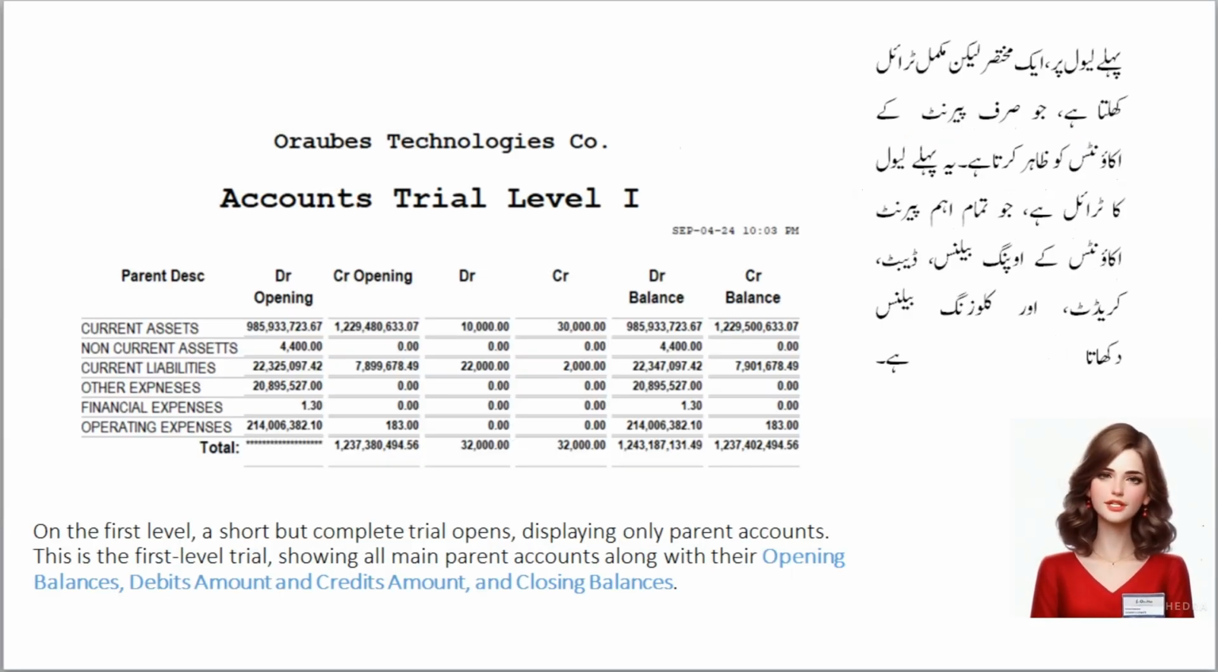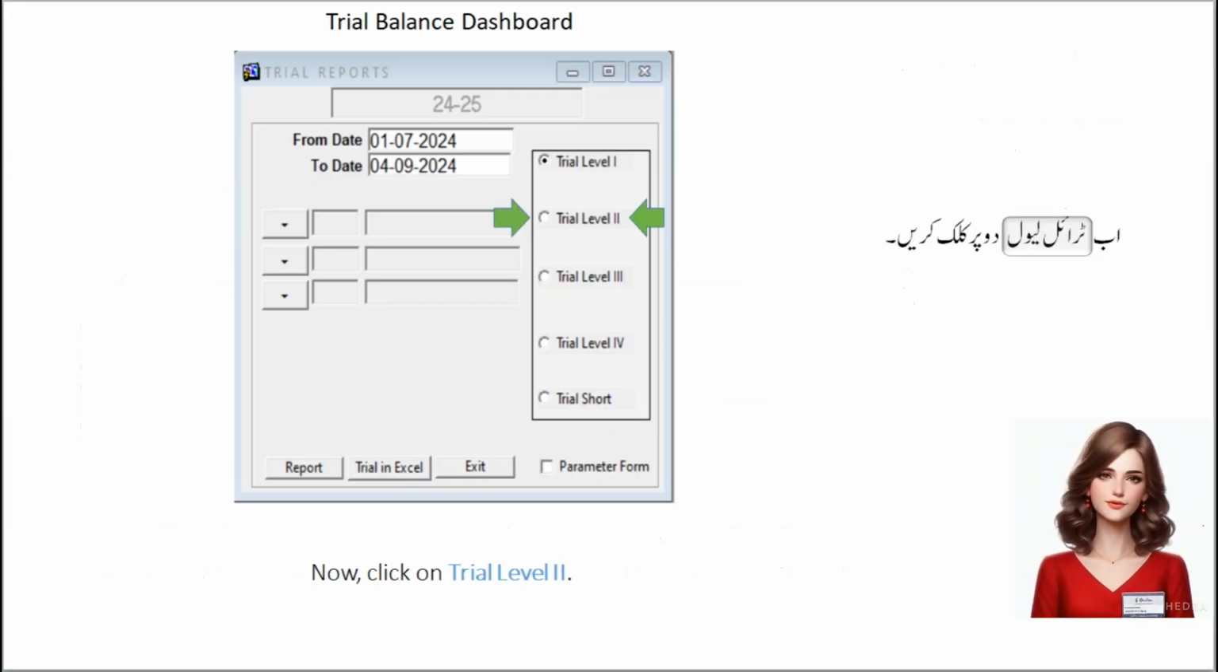On the first level, a short but complete trial opens, displaying only parent accounts. This is the first level trial, showing all main parent accounts along with their opening balances, debit amount and credit amount, and closing balances. Now click on Trial Level 2.